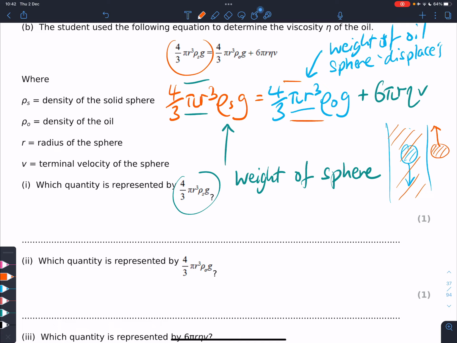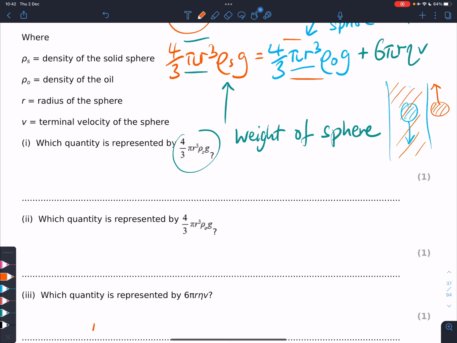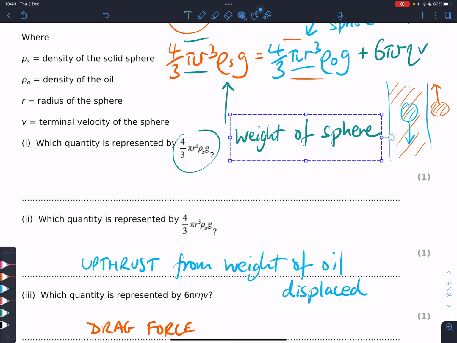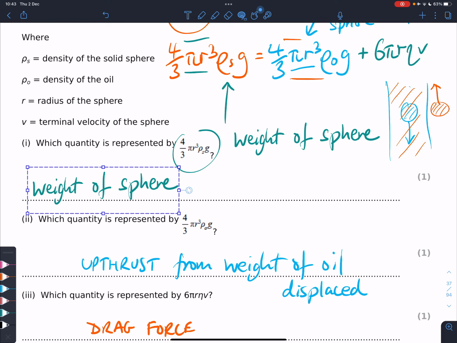And then the final thing in here, oh no, we don't have to do the final thing. Yes, we do, the quantity represented by this. This is the drag force. And this one is the upthrust, from the weight of oil displaced. And this is just the weight of the sphere. We've done that already. If you like, I can copy that and paste it in here. There you go, nice.